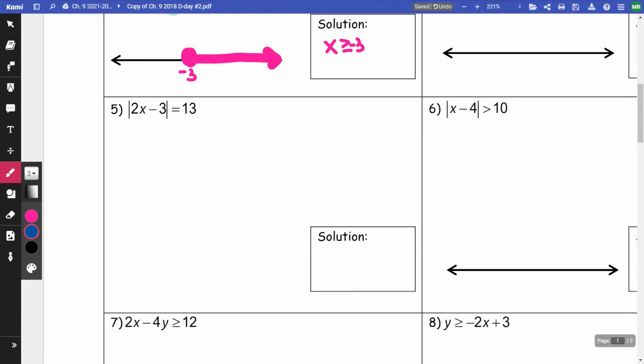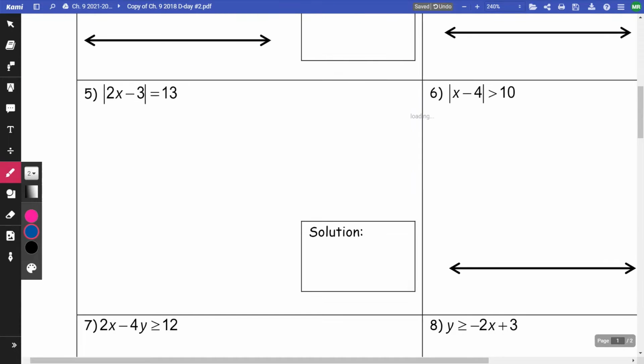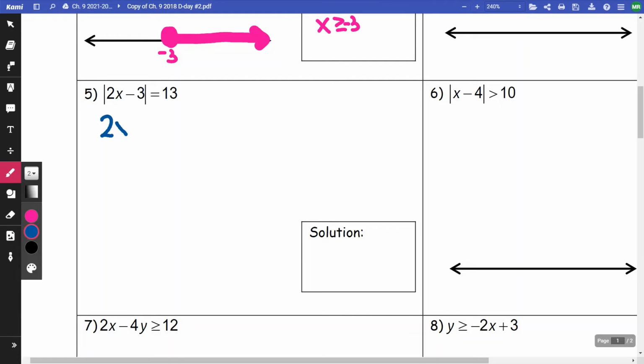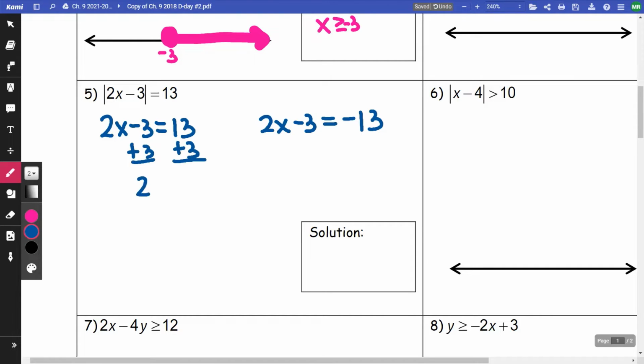Now, number 5, this is an absolute value equation. So I'm going to write 2x minus 3 is equal to 13. But 2x minus 3 could have also been -13, because the absolute value of 13 and -13 is both 13. I'm going to add 3 to both sides here. I get 2x is equal to 16, divide by 2, and I get x is equal to 8. So that's going to be one answer.